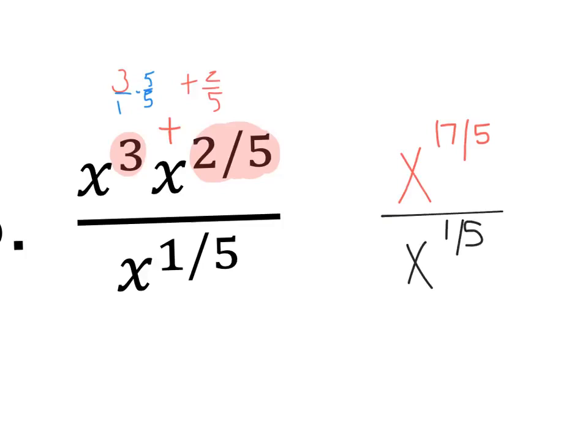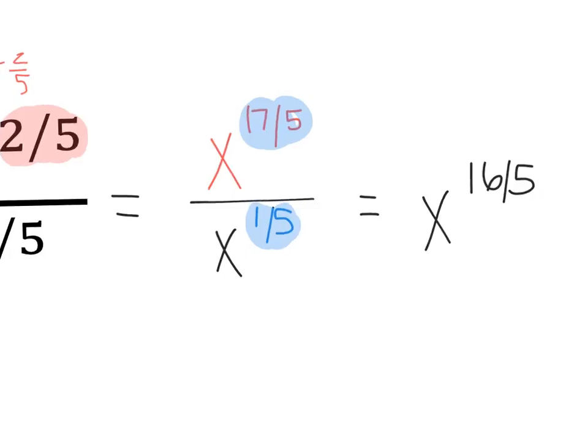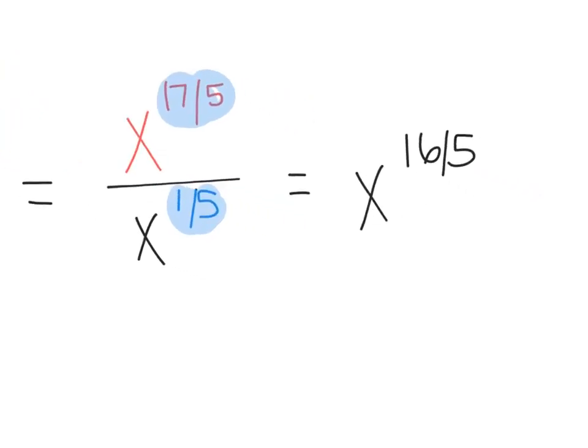Now it's a division problem. When we divide, what do we do with our exponents? Subtract. So what is 17 over 5 minus 1 over 5? Yeah, and if I were to give a rule of thumb, I always simplify everything before I start dealing with radicals. I always want to simplify everything before I ever start dealing with any radicals. So, 16 over 5.